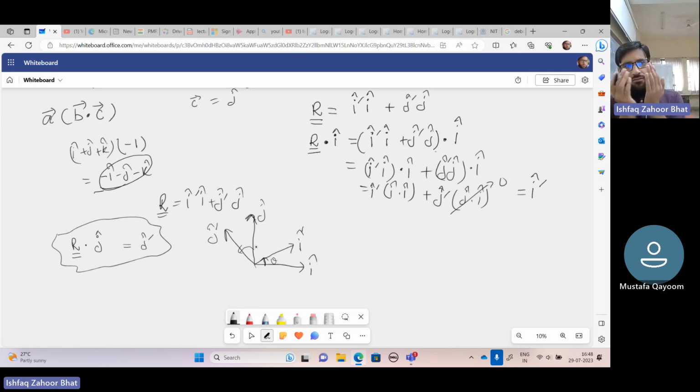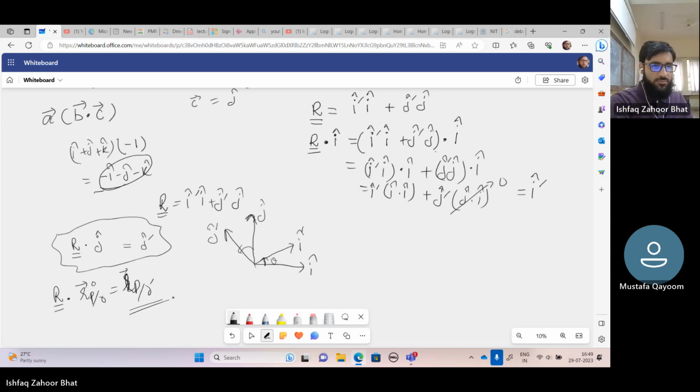What I am saying in words, mathematically, is this: R dot I gives you I prime. R dot J gives you J prime. So basically, you have to operate this R tensor dyad, whatever you call it, on the vector, and you will get the new or rotated vector. So if you operate this R on the vector A, you will get the rotated vector A dash.